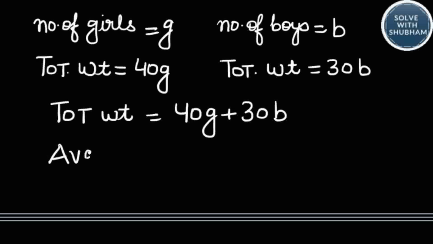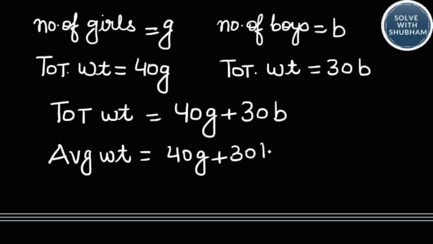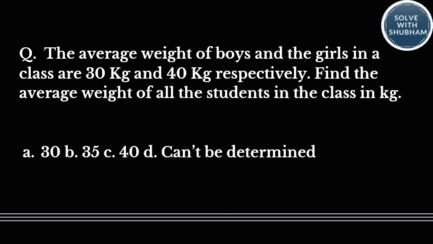What is your average weight? Average is total divided by the number of people. So (40G plus 30B) divided by (G plus B). So you cannot simplify it because you do not know the G and B values. So your answer would be cannot be determined. So the answer would be option D.